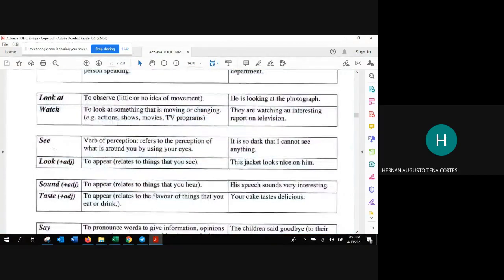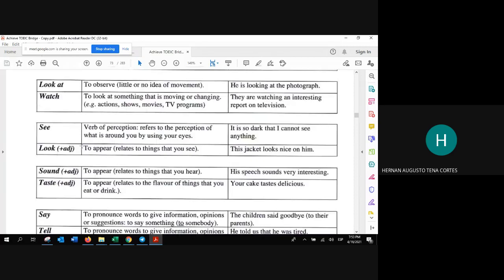Look and see. If you see, it refers to the perception of what is around you by using your eyes. It is so dark, I cannot see anything. Es como ver y mirar, okay? And look relates to things you can see. The jacket looks nice. Se ve bien.